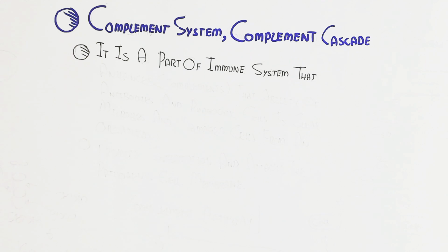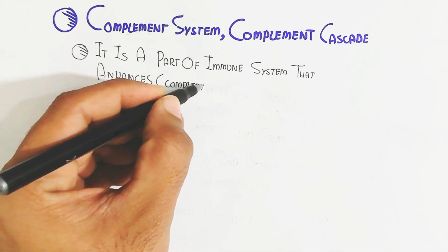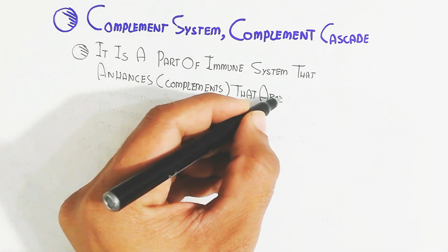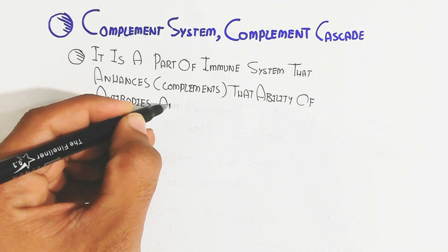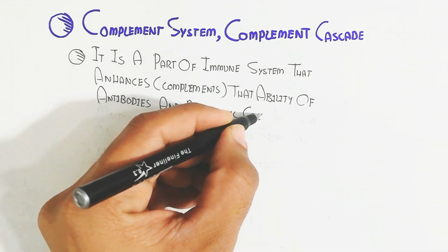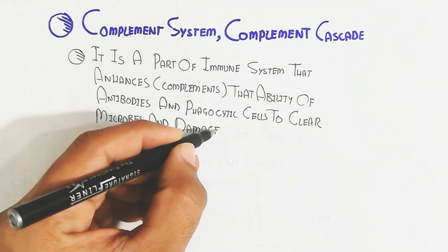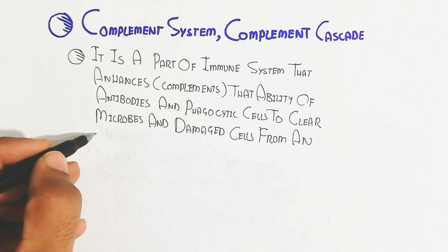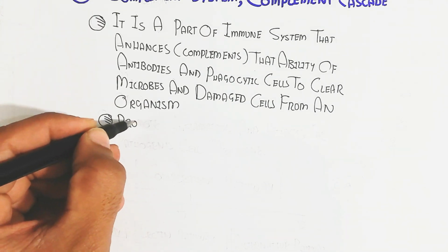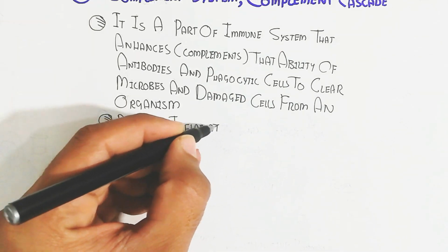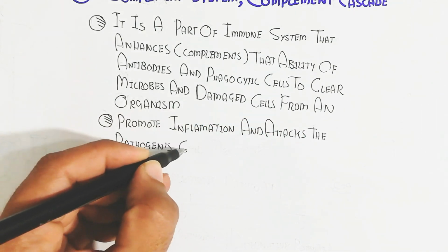Let's begin to understand. It is a part of the immune system, remember. And this is the innate immune system, which will never change. The complement proteins enhance the ability of antibodies and phagocytic cells to clear microbes and damaged cells from an organism. Basically, it promotes inflammation to produce cytokines, attacks the pathogen's cell membrane, and also recruits neutrophils, basophils and other types of cells due to the inflammation progression.